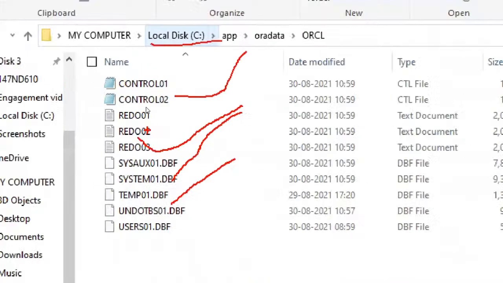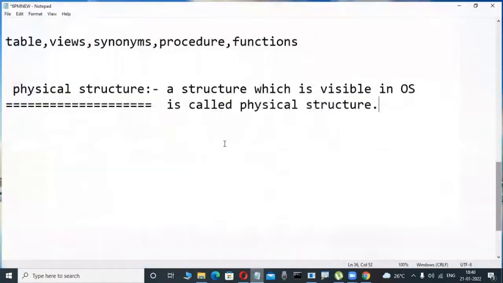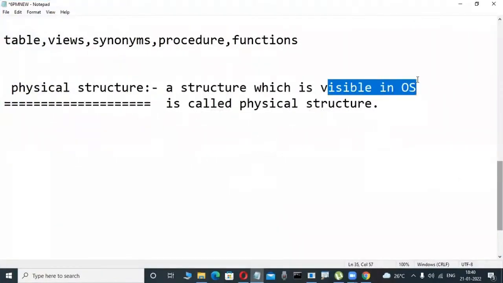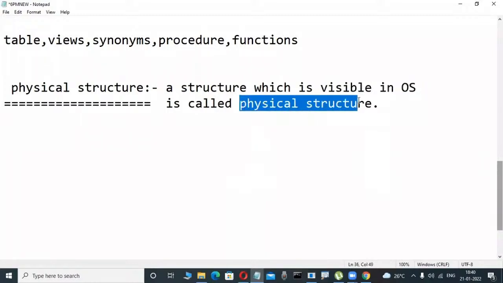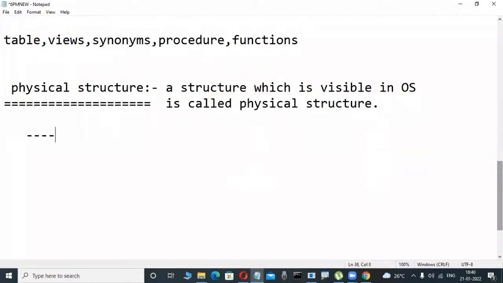These files. That's why a structure which is visible in the operating system, maybe some files are visible, that is called a physical structure. But the physical structure, are you working, am I working? No. Some different type of persons are working. Who is that? The DBA, database administrator. Actually, on the project side, the database administrator.